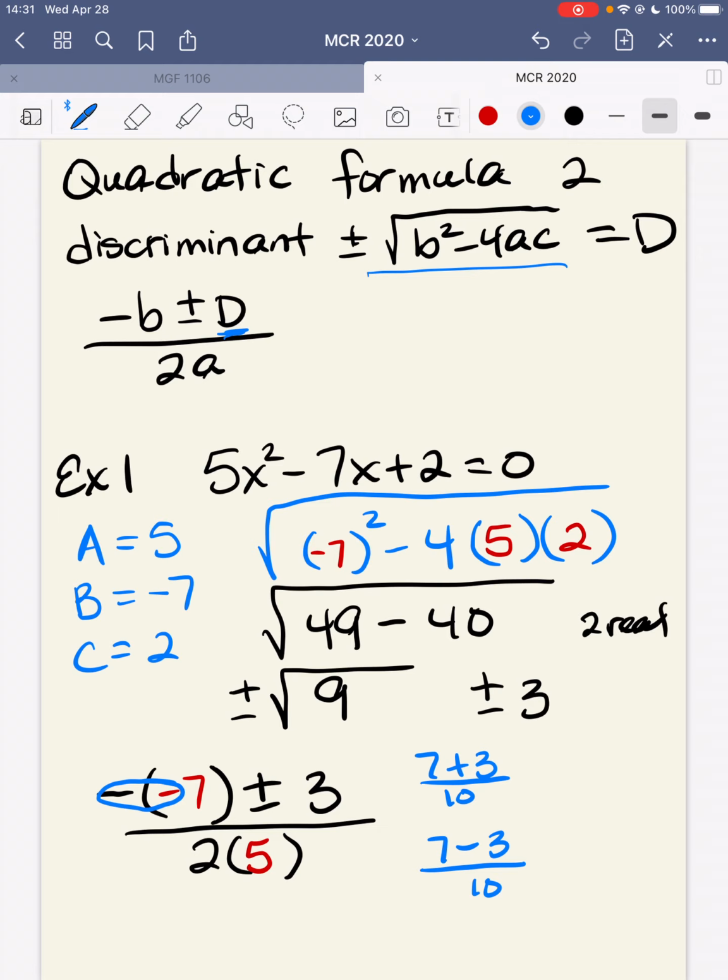So 7 plus 3 is 10. 10 over 10 is 1. And 7 minus 3 is 4 over 10, which I have to go ahead and simplify, and I get 2 over 5. And it's okay if we get a fraction. And there are my 2 real solutions for this. And one's a whole number, one's a fraction.